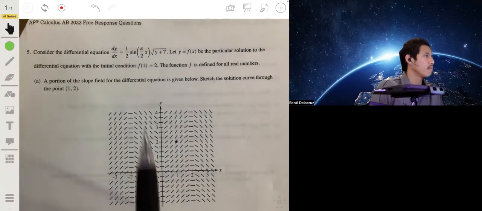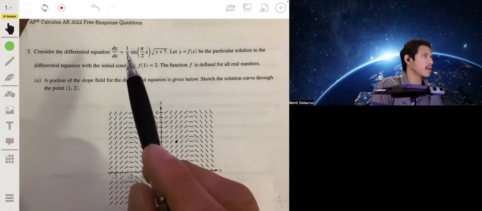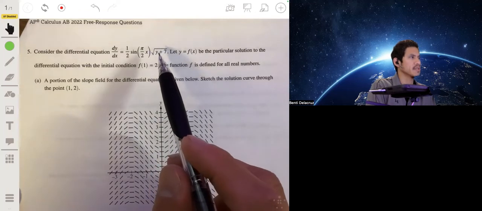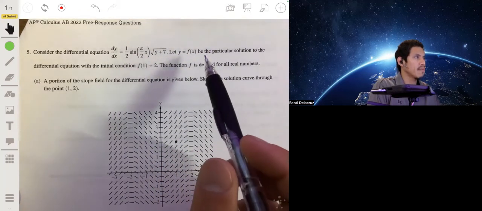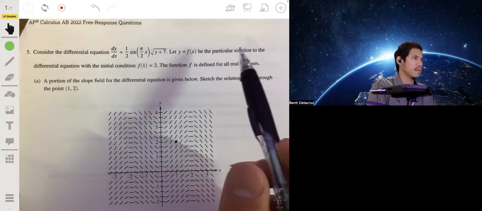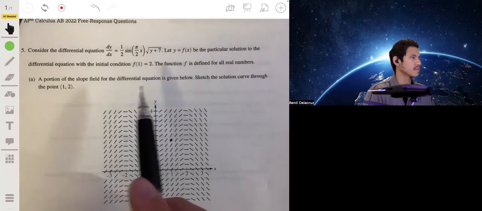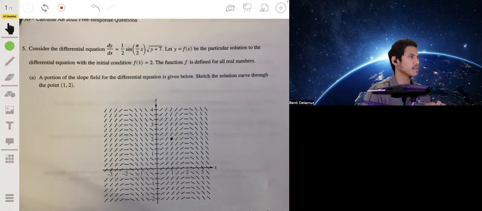All right, problem 5. We're going to consider the differential equation dy/dx = 1/2 times the sine of (pi over 2 x) times the square root of (y + 7). We let y = f(x) be a particular solution to the differential equation with the initial condition f(1) = 2. The function f is defined for all real numbers. A portion of the slope field for the differential equation is given below. Sketch the solution curve through the point (1, 2).